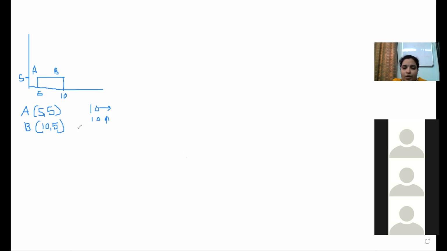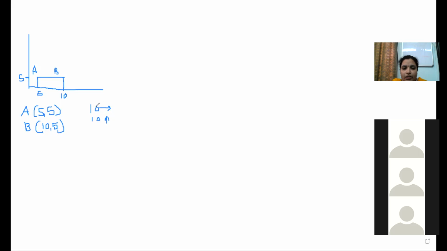Okay. So what will be the final coordinates of this line? What will be the final coordinates of this line?